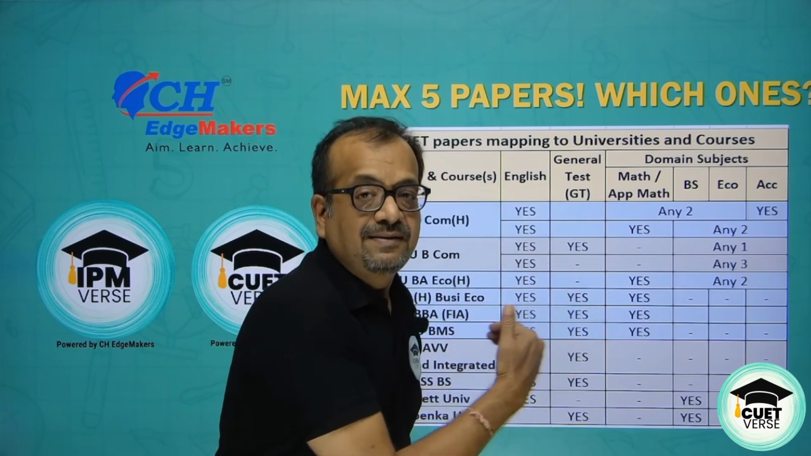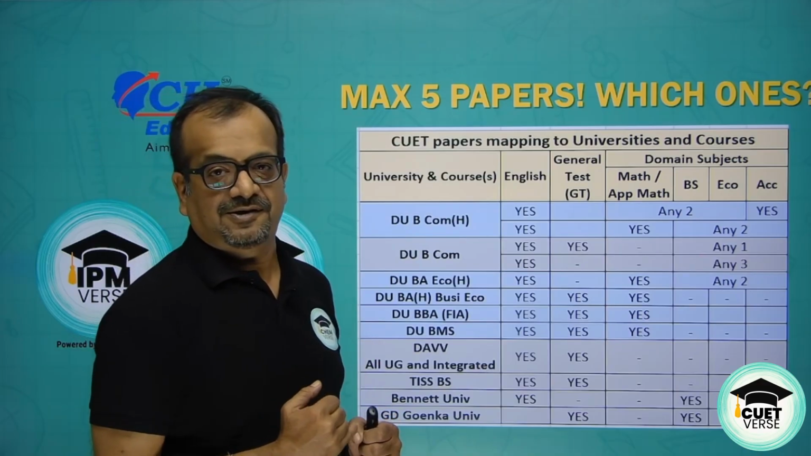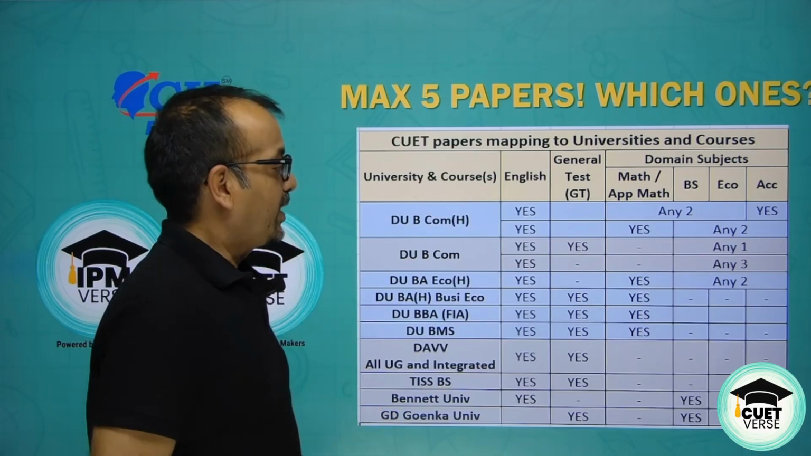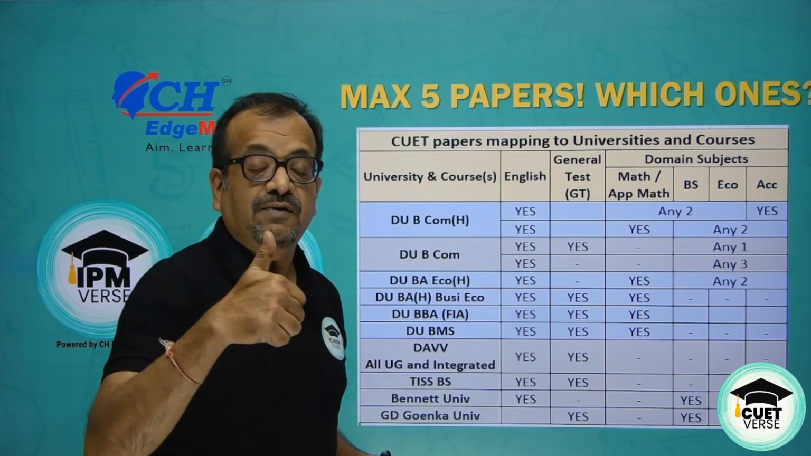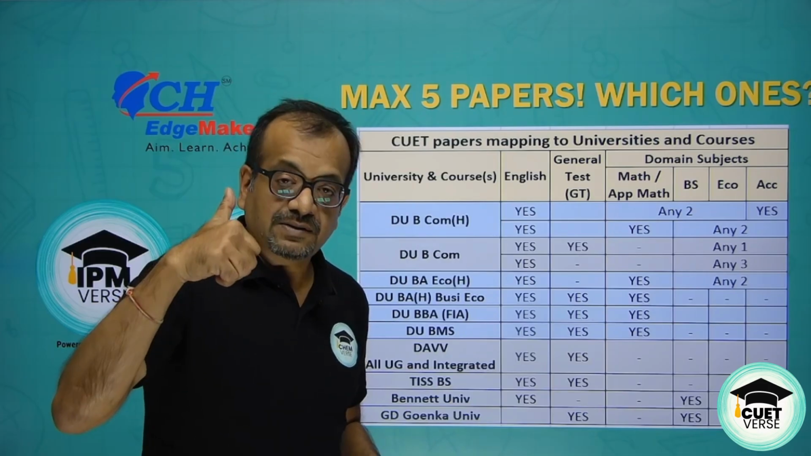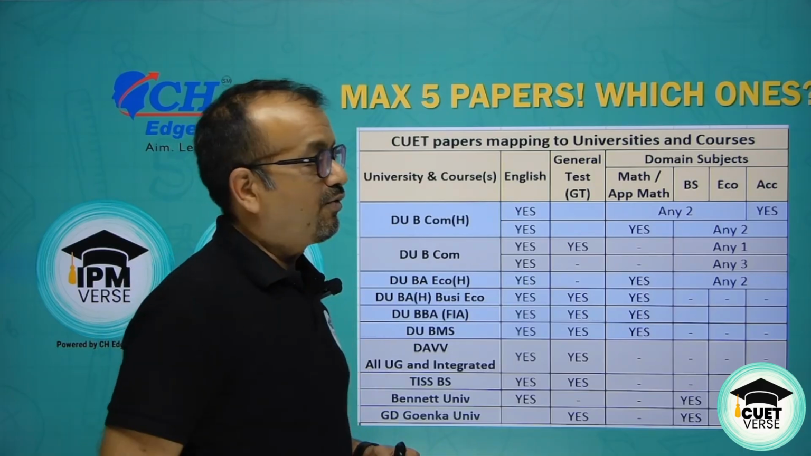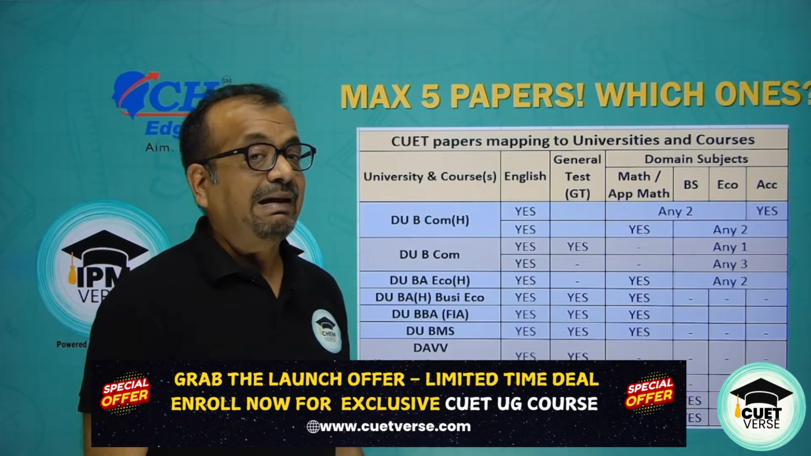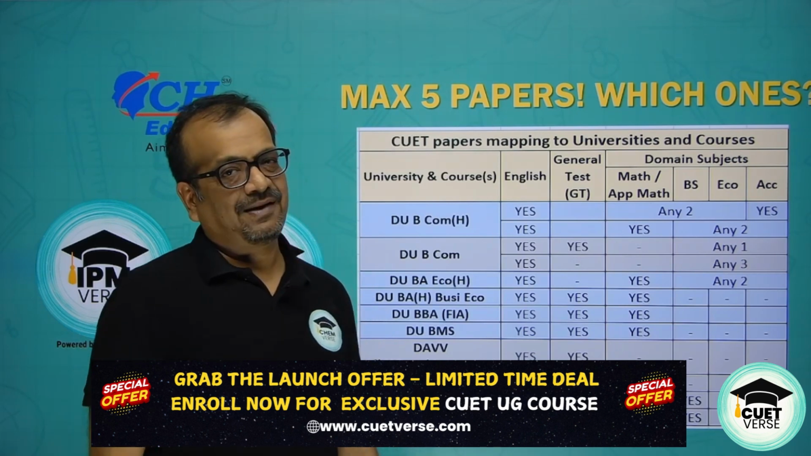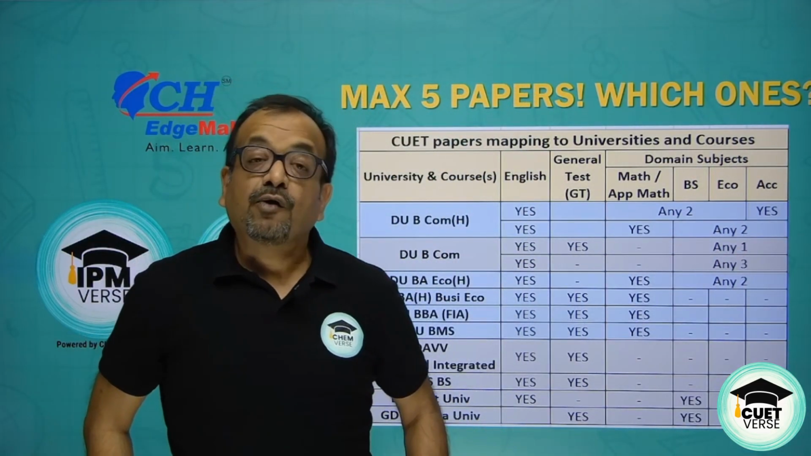If you go like this, and I would move a little sideways, you can make a screenshot of this. Done? Okay. Look at this. My advice is, somebody with math as an optional subject chosen in class 12th, for them, 3 subjects are now final: English, GT and math or applied math. And you're left with 2 domain subjects, which could be any two out of BS, Eco or Accounts. Now, which one to take out of these?